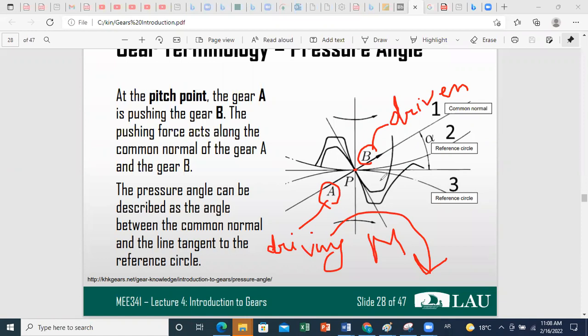Whenever we determine this is the contact point, we have seen previously that at least one contact point lies on the line joining centers. This point lying on the line joining centers is called the pitch point. So here we are doing the analysis at point P, which is the pitch point, lying on the line joining centers.